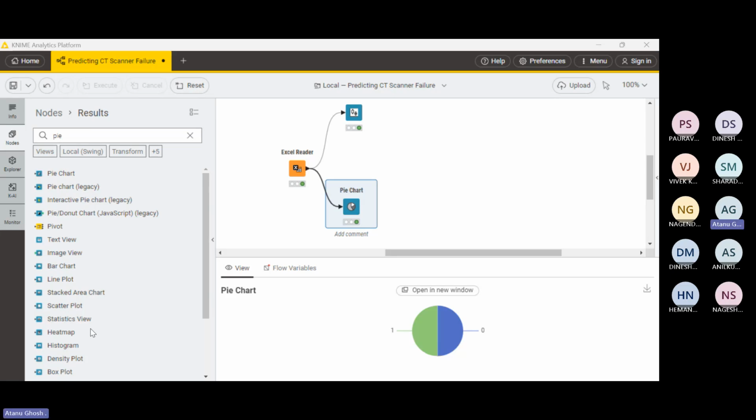Have you got my point, Dinesh? Yes, sir. Data is balanced, but the timeline is not correct. Timeline is not correct, meaning it's not the same timeline where you have collected failure cases versus non-failure cases. What is the problem if the timeline is not the same?